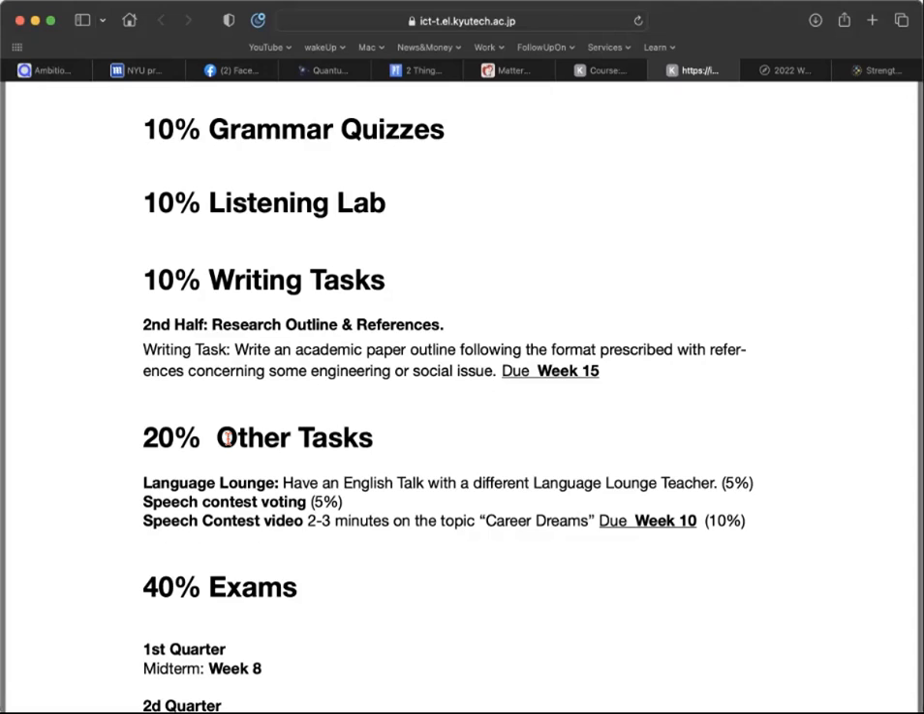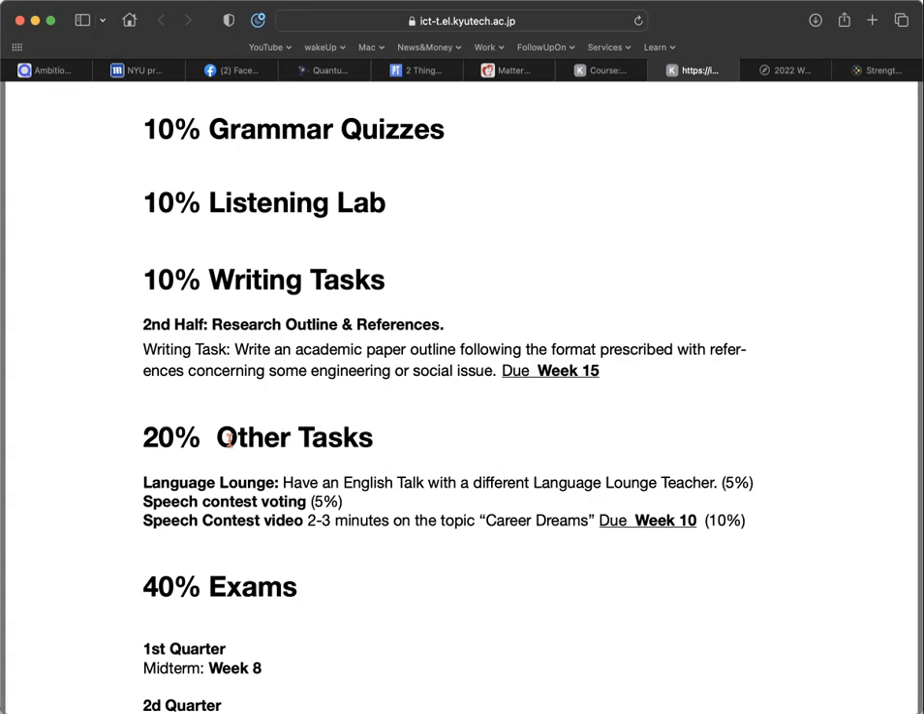The language lounge, have an English talk with a different language lounge teacher. Very easy. It's basically just free talking at the language lounge. And right away, 5%. Easy. This is also very easy. You're just going to have to take a chance to vote on a video. You're going to see 5 videos. Who made the best video? Vote, 5%. Easy.